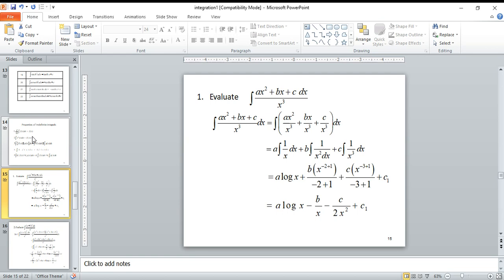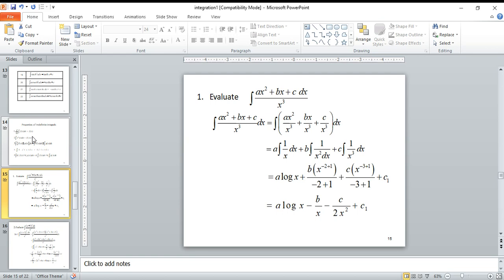Here take out b as a constant and take it outside. b into integration 1 by, numerator x and denominator x cube. x cancels, remaining is 1 by x square dx. Sorry, dx is in the numerator part, not the denominator part. Plus c into integration 1 by x cube dx. So apply formulas.